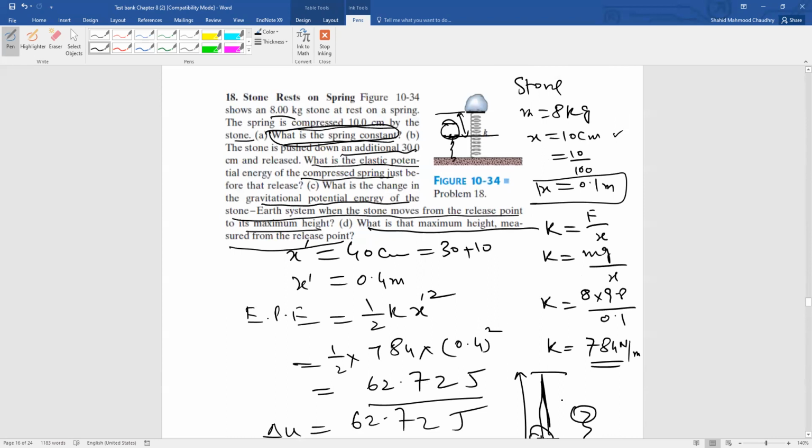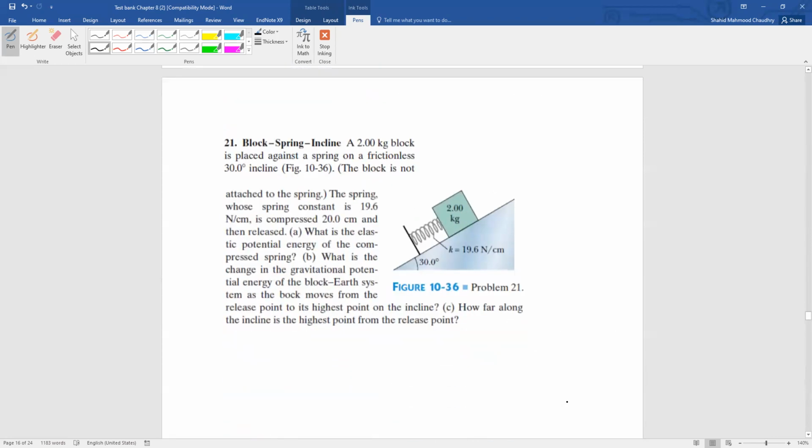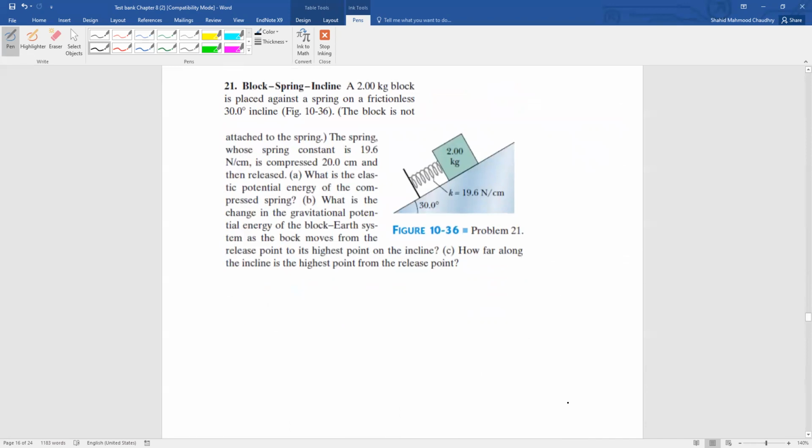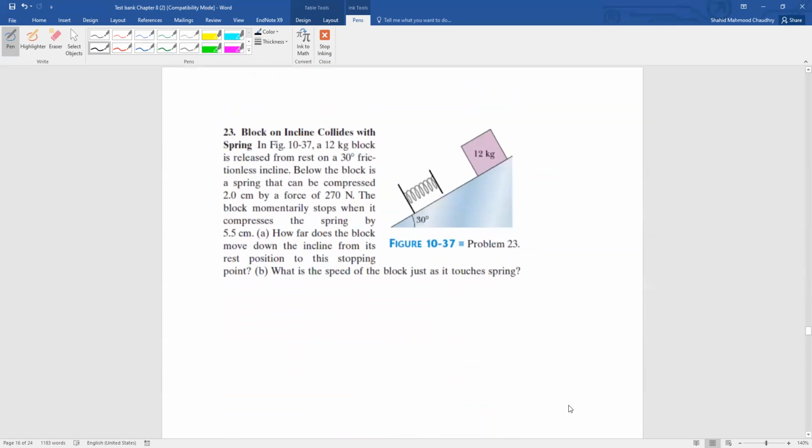Okay. After this, this is also the same type of problem, but I will solve the next problem. The next problem is more complicated than the previous one. That one is a little bit easy, but this is difficult.